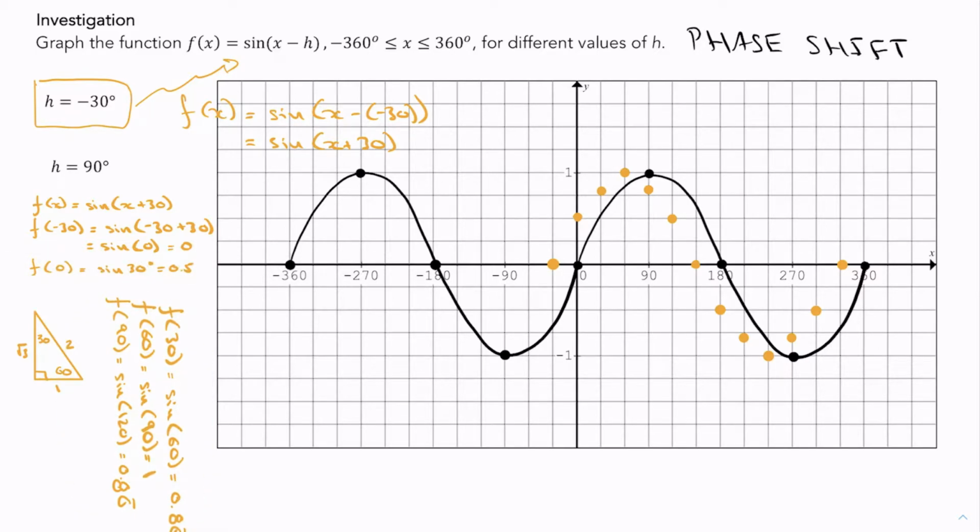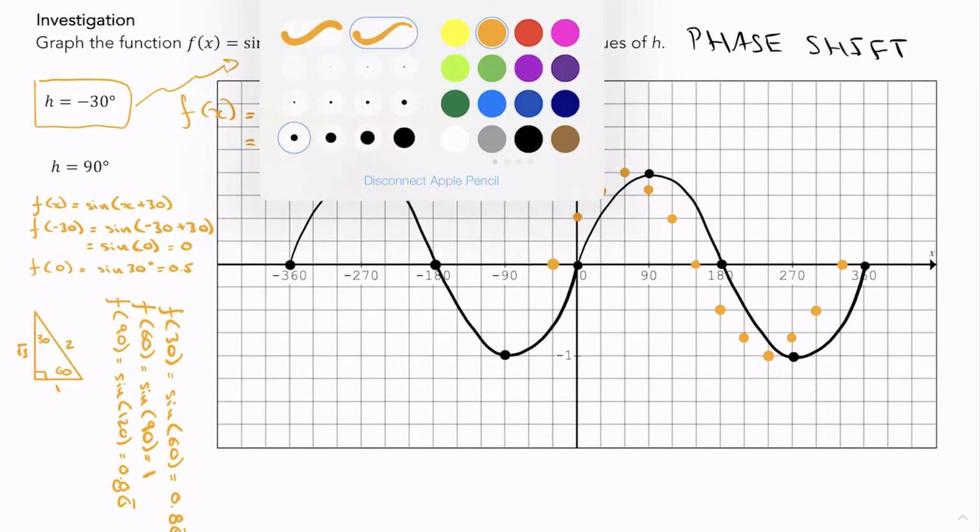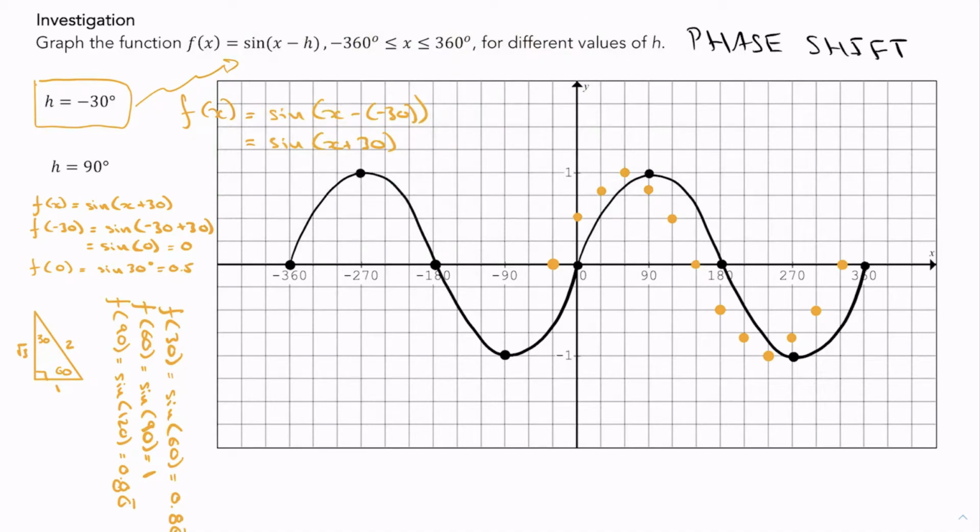Okay, so let me connect the dots. This is the fun part. I'm going to get a curve that starts over here, goes up, comes down, comes to the bottom, then goes up again. And because this is repeating, I'm going to do it from negative 360 to 360. I'm going to get this again and put it over here.